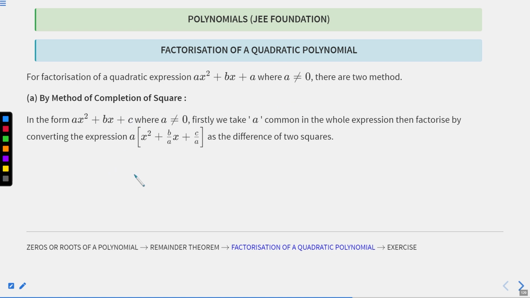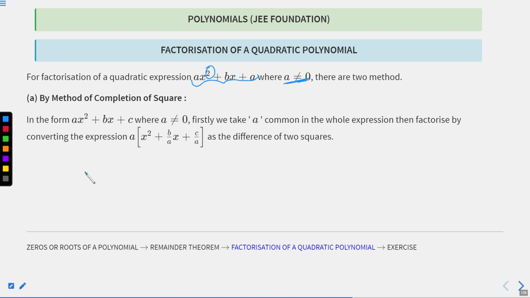We know our quadratic polynomial in general will look like this, because here the highest power of x is 2. So 2 means a quadratic polynomial, where one thing to note is that the coefficient of x square must be non-zero. We will see two methods. One is completion of square, and the other is middle term splitting. First we will see the method of completion of square.